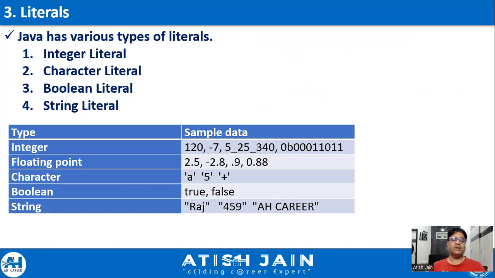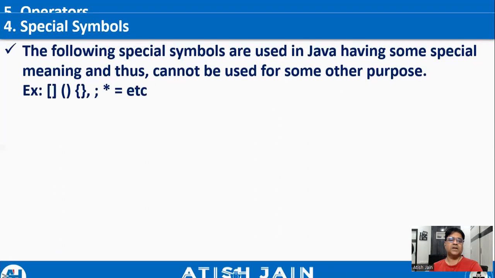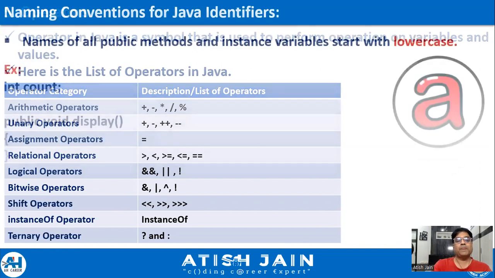So all the literals are divided into integral literals, character, boolean, string. Special symbols you might be knowing: square brackets, parentheses, curly brackets, semicolon, comma, star. Is it clear? Operators. You can have a list of these operators: arithmetic, unary, assignment, relational, logical, bitwise, shift, instanceof, and ternary. Once we start writing programs in Java, we'll use all these operators, and I'll show you examples when the situation comes.